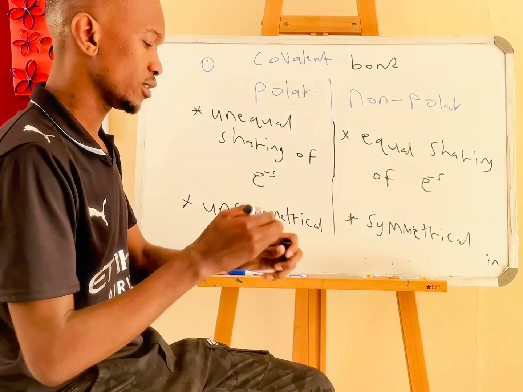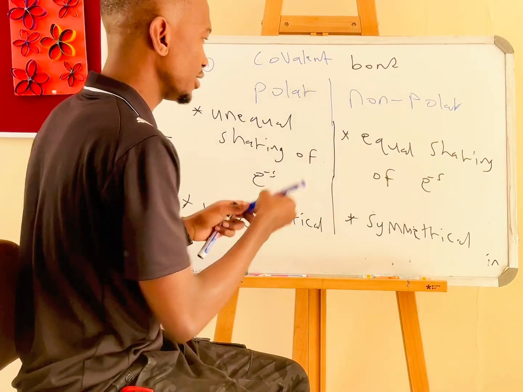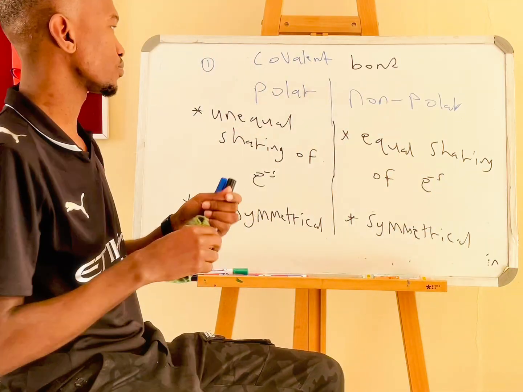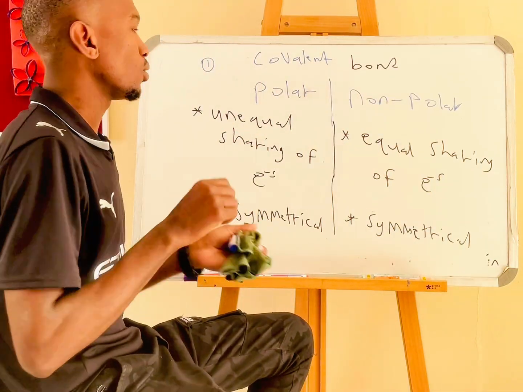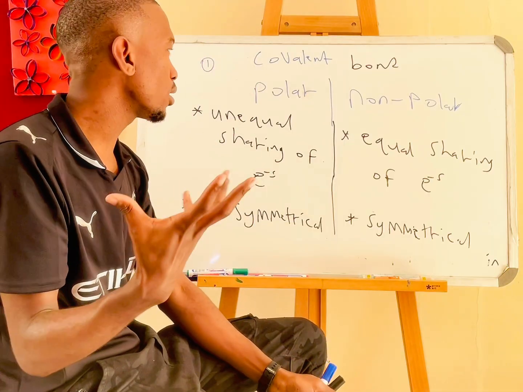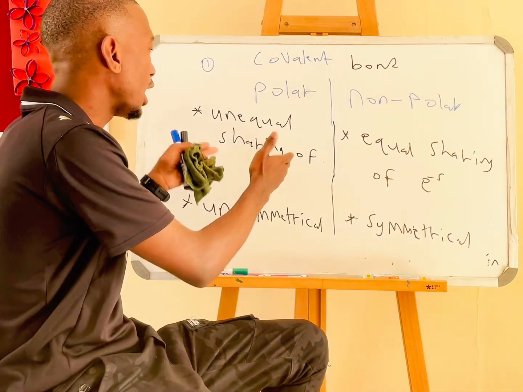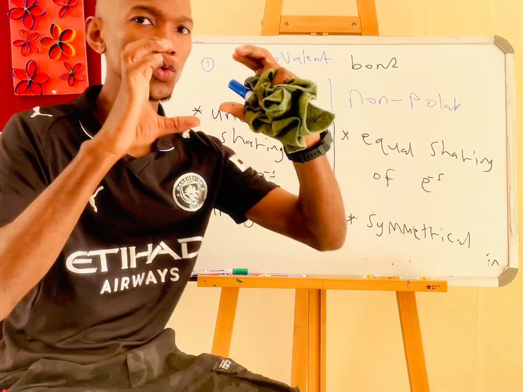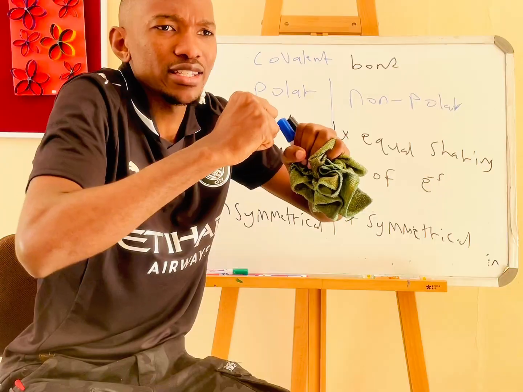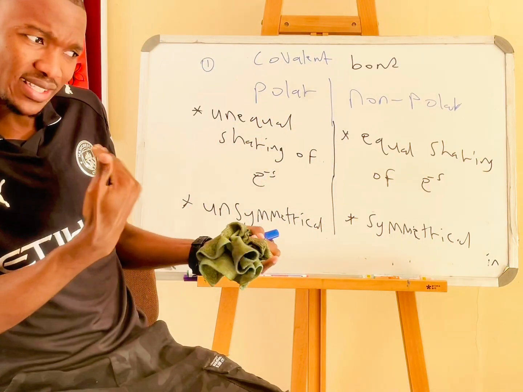This one is symmetrical. I'm going to give you examples of these ones just now. All right. So a polar covalent bond or a polar covalent molecule is a molecule in which there is an unequal sharing of electrons. So when those two elements are sharing electrons, the other one has the upper hand. Like, we are sharing, yes, but let's come to my side. You get what I'm saying?